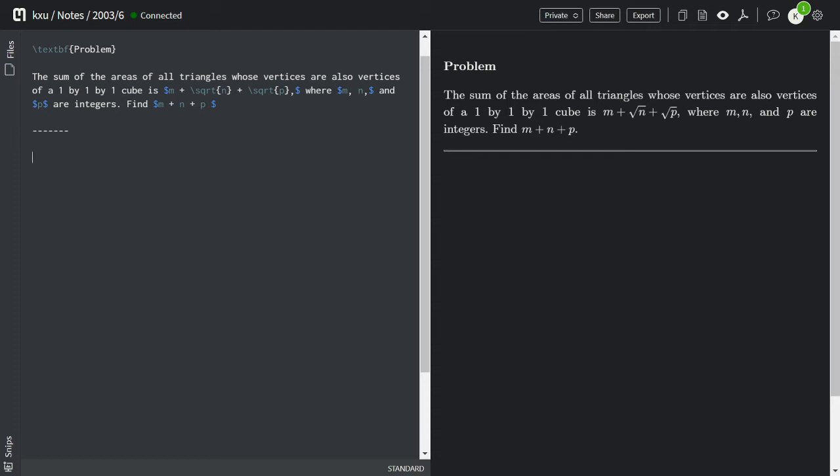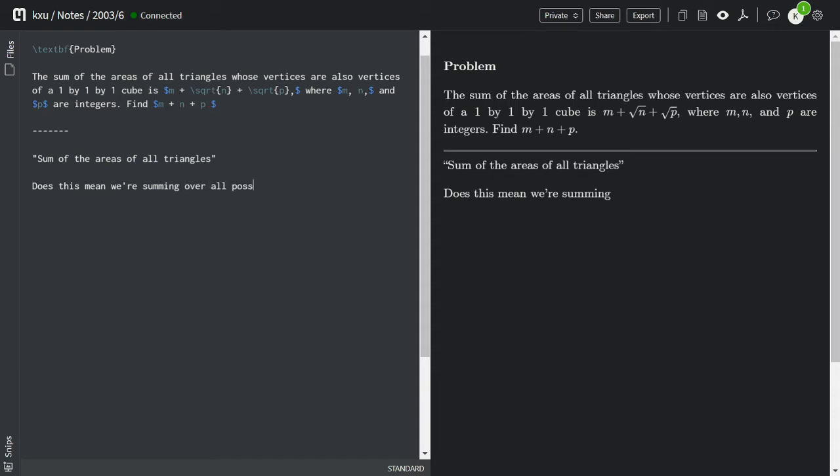So when starting on this question, it's always nice to be sure of what we're looking for. It says sum of the areas of all triangles. Does this mean we are summing over all possible areas or all possible triangles? Based on which one it's asking, we will arrive at different answers, and if you misinterpret this question, then you're likely to get it wrong.